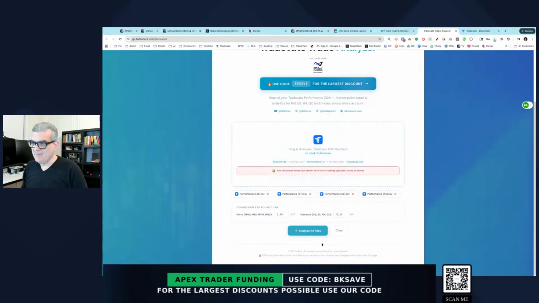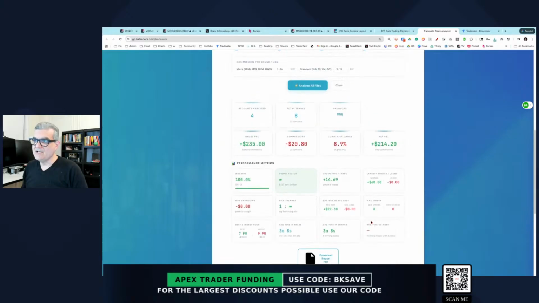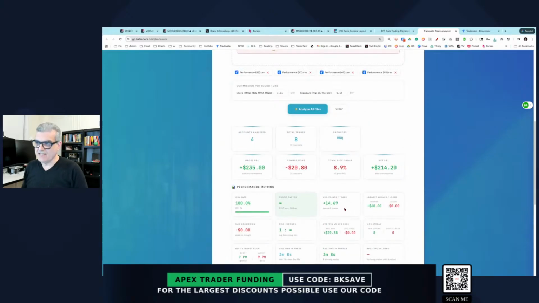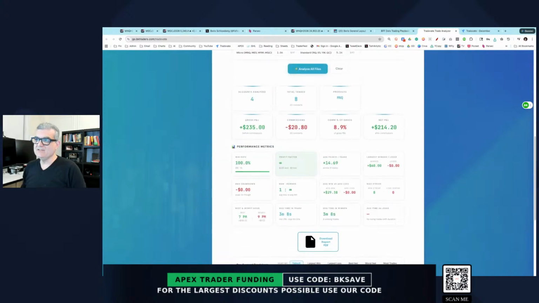But here's what happens. Just hit analyze all files and look, all my trading for the day today, or at least in these 4 accounts, is instantly analyzed for me, right? I instantly know what was my gross P&L, and look at my commissions, they're so much better. I'm at 8.9% of gross. Basically, the rule of thumb is if you're trading, you don't want your commissions to be more than 20% of your gross P&L. Here's my net P&L.